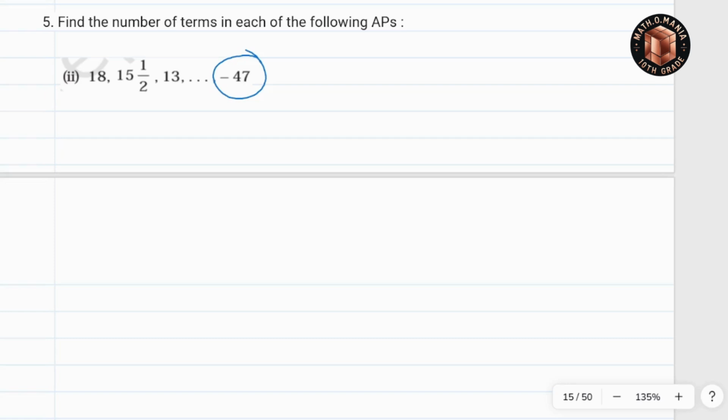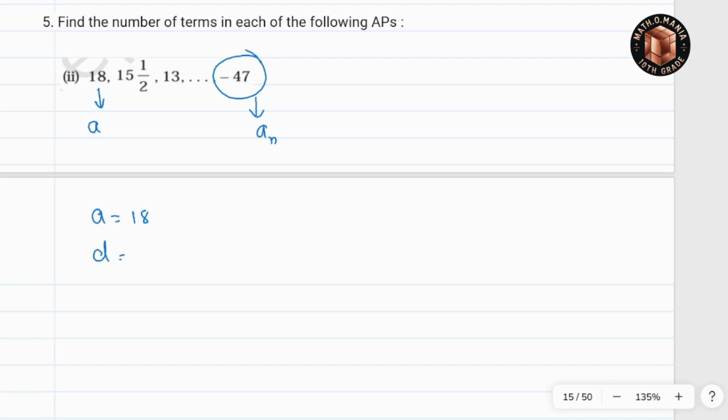Now let's do question number 5. In question number 5, what do we have to do? We have to find how many terms there are. Till minus 47, how many terms are there? That is what we have to find here. Okay. So here, if you're observing, you can see that this is our A, right? This is our A, and this is the last term. And then we have to find the D. Here A equal to 18.